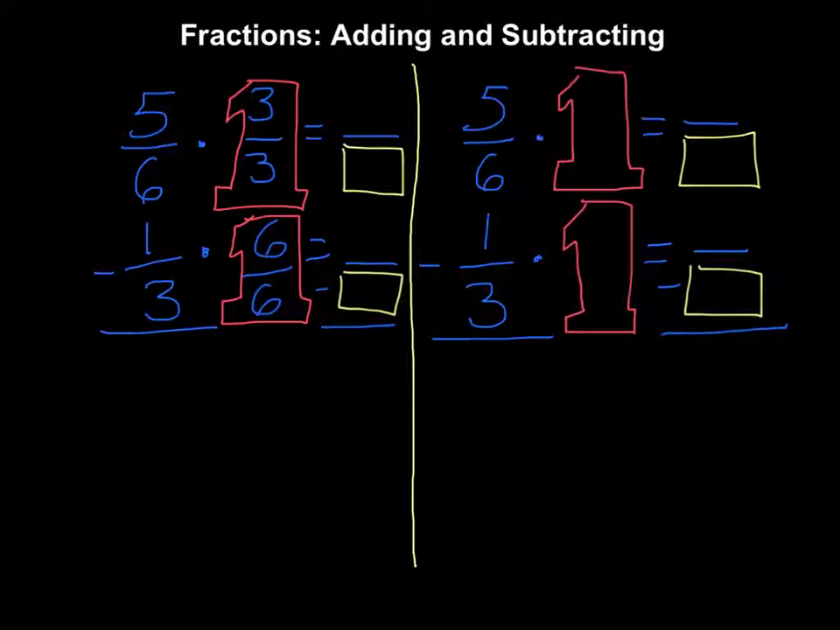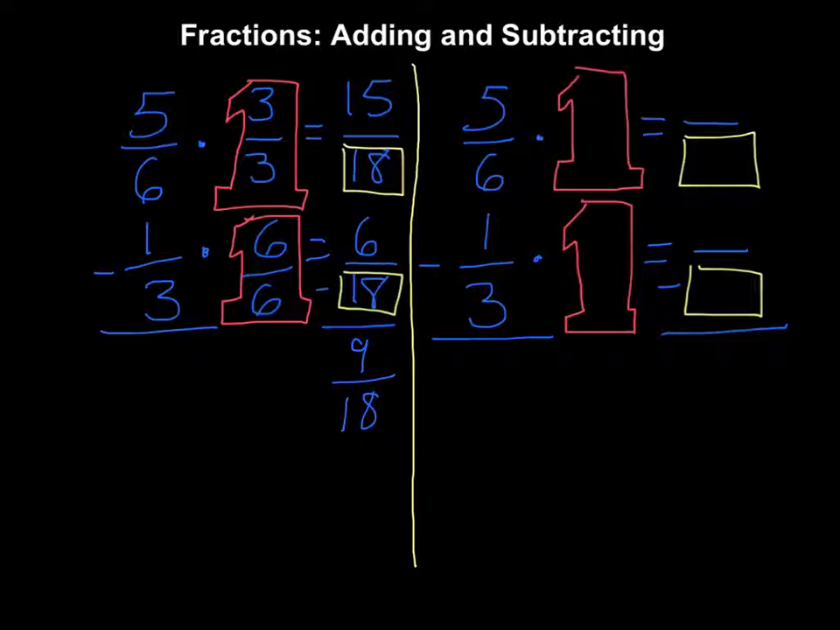So 3 times 5 gives me 15, 3 times 6 gives me 18. 1 times 6 gives me 6, 3 times 6 gives me 18. So again, we notice it worked. We got 18 and 18. And now we can subtract. 15 minus 6 is 9, and those are 18ths, which of course we would need to reduce. However, let's take a look at the other problem.